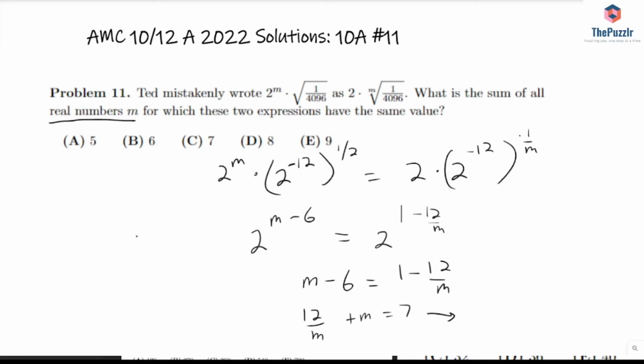Multiply all sides by m because 0 is not a valid solution. That would give us 12 plus m squared equals 7m, or m squared minus 7m plus 12 equals 0. So now you can factor this, but we can also just simply use Vieta's. We know that the sum of the roots is going to be negative b, so it's just going to be 7, since we know that they're real.